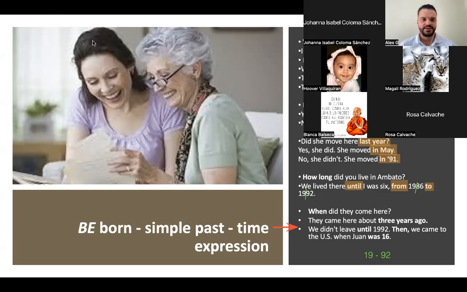Excellent, very good. So as you can see, we continue with the expressions. 3 years ago, until, and then we have when I was 16, when he was 16, okay? So make sure to practice the different time expressions, and remember that we always use the verb to be for being born, okay? Any questions, any problems? Very difficult, very easy, teacher, kind of, so-so.